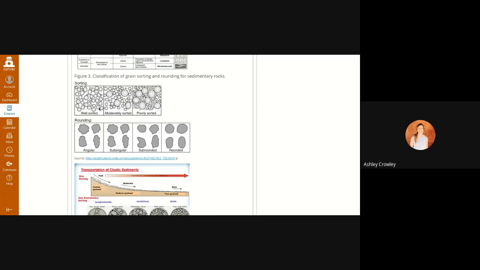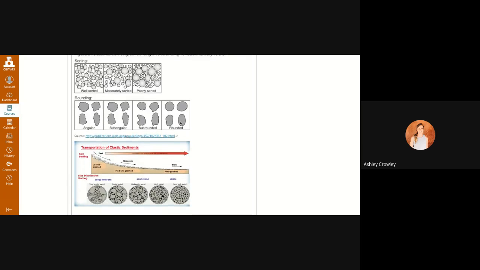Is it well sorted, meaning all of the pieces are relatively the same size? Is it moderately sorted, meaning it's about half and half? It's somewhere in between these two. And then poorly sorted means there's really, really big pieces and then really, really small pieces, and that it wasn't obviously sorted out. And then rounding, like I said, the more that a sediment moves, the rounder it's going to get.